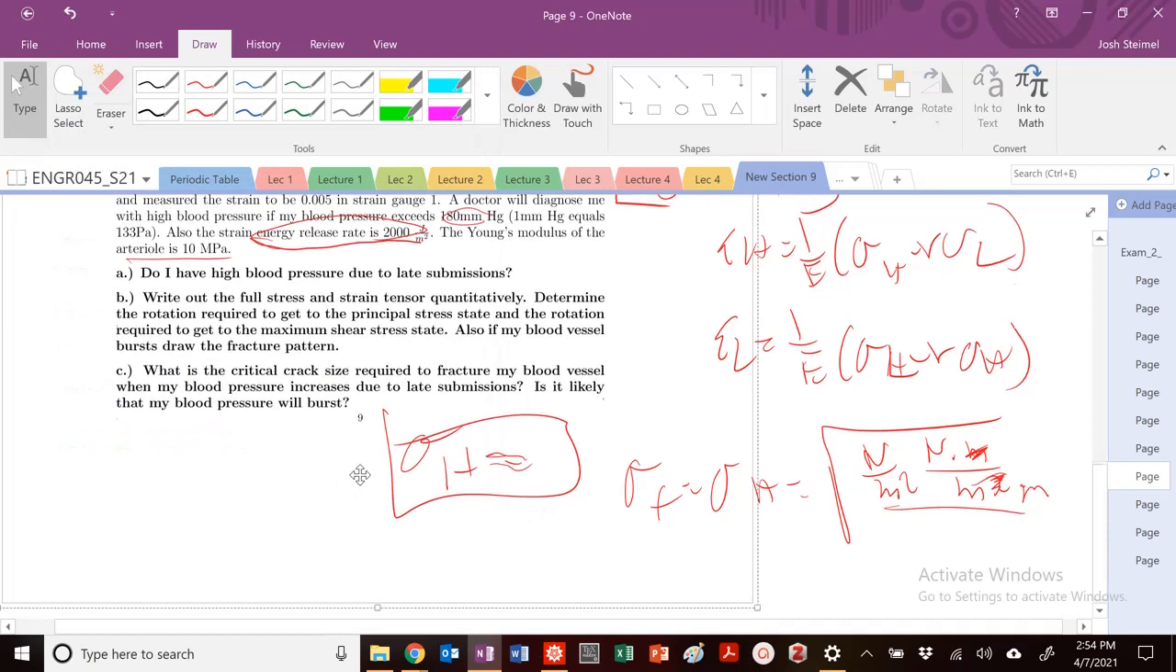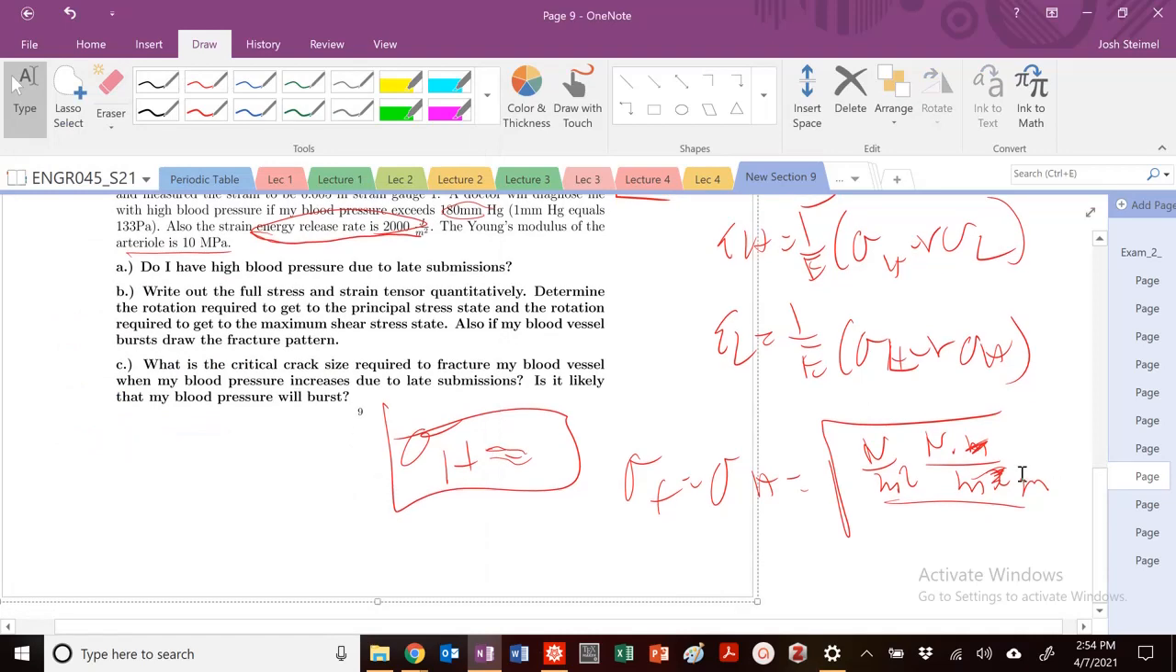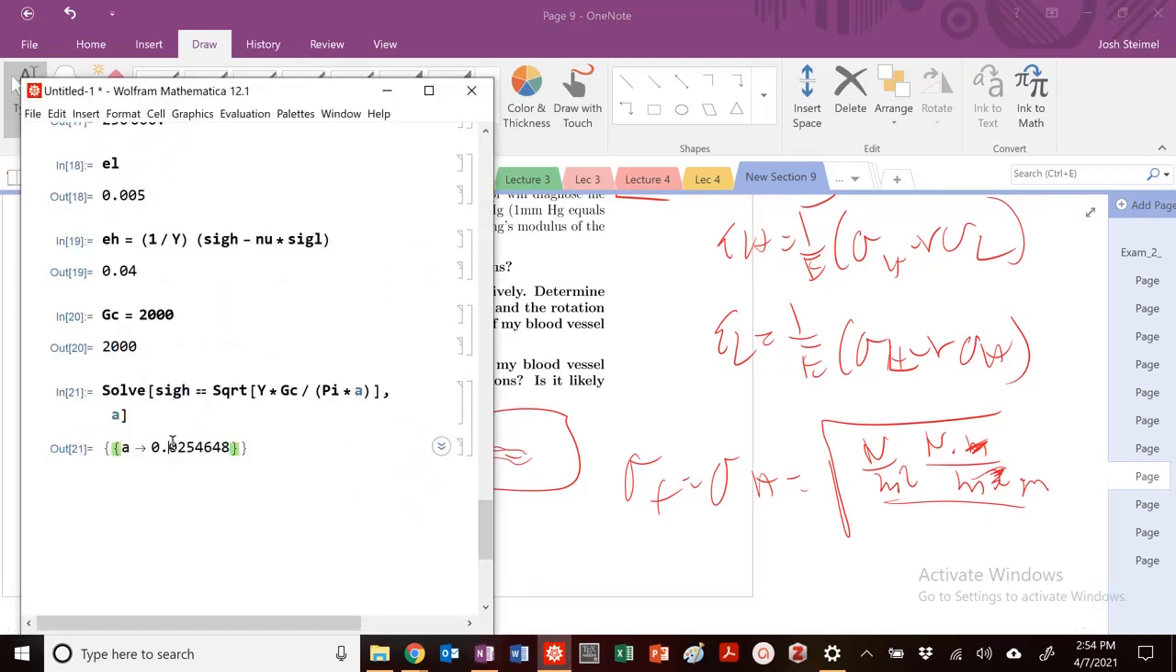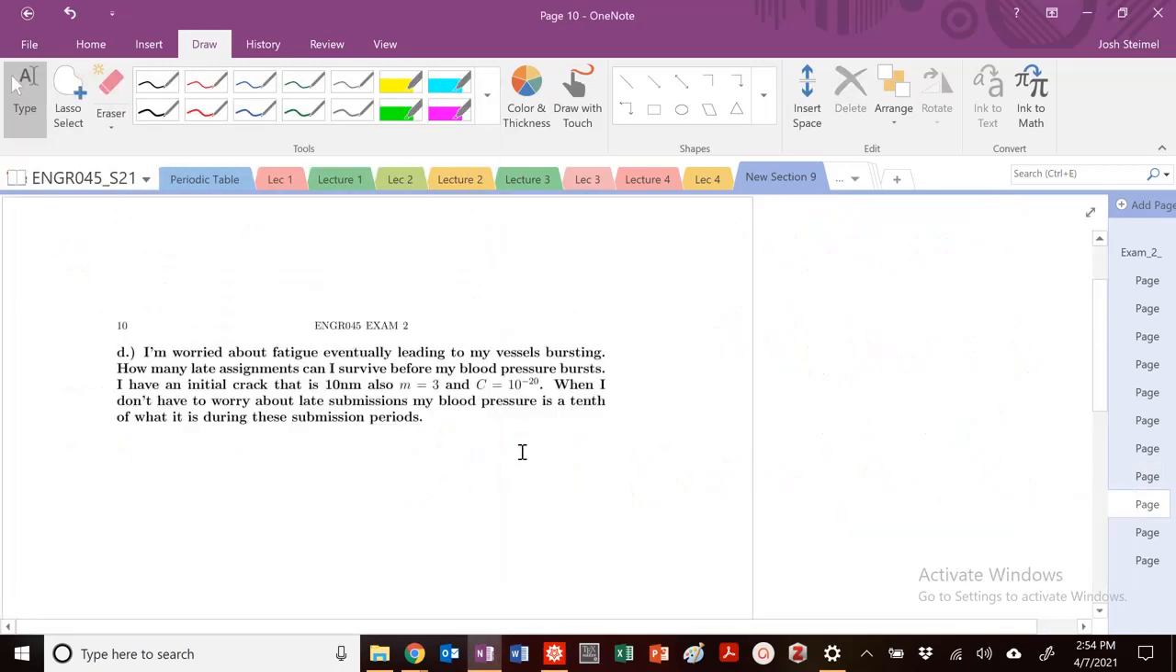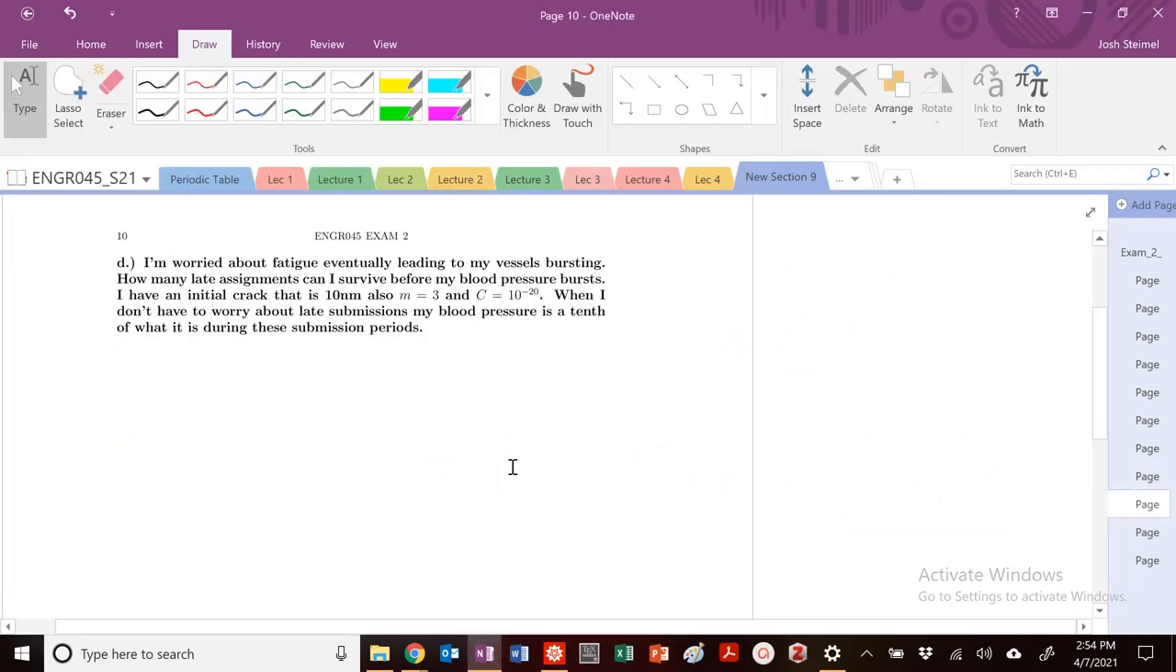Is it likely? Well, we need to kind of figure out and see if it will burst. But that's a pretty large crack. I mean, looking at the size of your blood vessel, it's probably not likely that's going to occur. I'm worried about fatigue eventually leading to my blood vessels bursting. How many late assignments can I survive before my blood pressure bursts? I have initial crack length that is 10 nanometers. Also, when I don't have to worry about late submissions, my blood pressure is a tenth of what it is during the late submission periods.